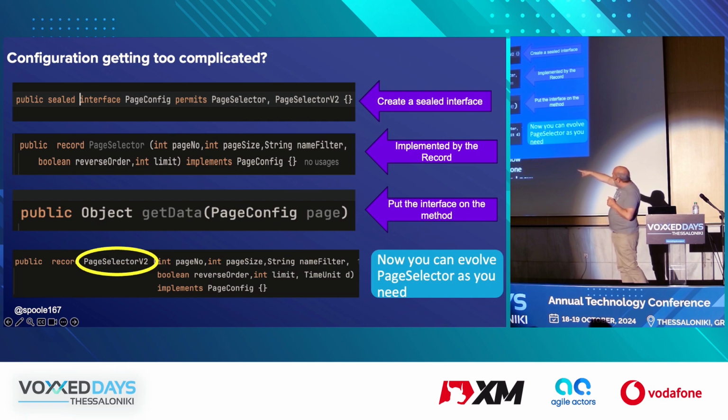I don't need all of these extra parameters. Every time I want to add parameters, I can create a new record with the new parameters, which I can validate. And the method that I'm using to call the data stays the same, right? It's just get data with the page config. You can use records in those sorts of ways.